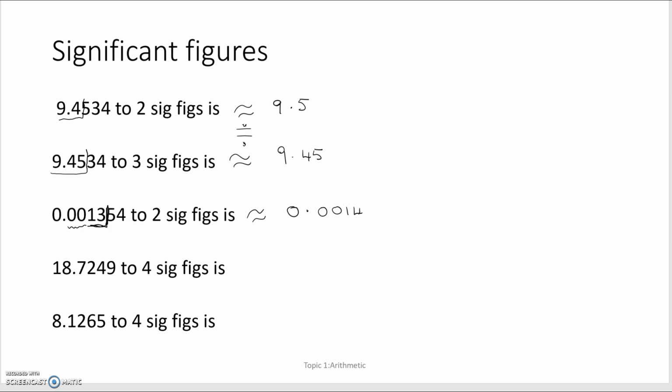18.7249 to 4 significant figures. Let's count 1, 2, 3, 4. And let's look at the next one. The next one is 4, so we just leave it at 18.72. Now for the last one, we're going to look for 4: 1, 2, 3, 4. And the next one is rounded up. So we would write that as 8.127.